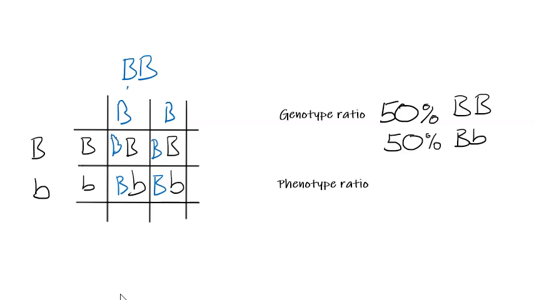And then the phenotype ratio, because each of these individuals have got a capital B with them, they all contain a dominant brown eyes allele, they're all going to have brown eyes. Even though they're going to have different genotypes, they will all have brown eyes. So the phenotype ratio is going to be 100% brown eyes.